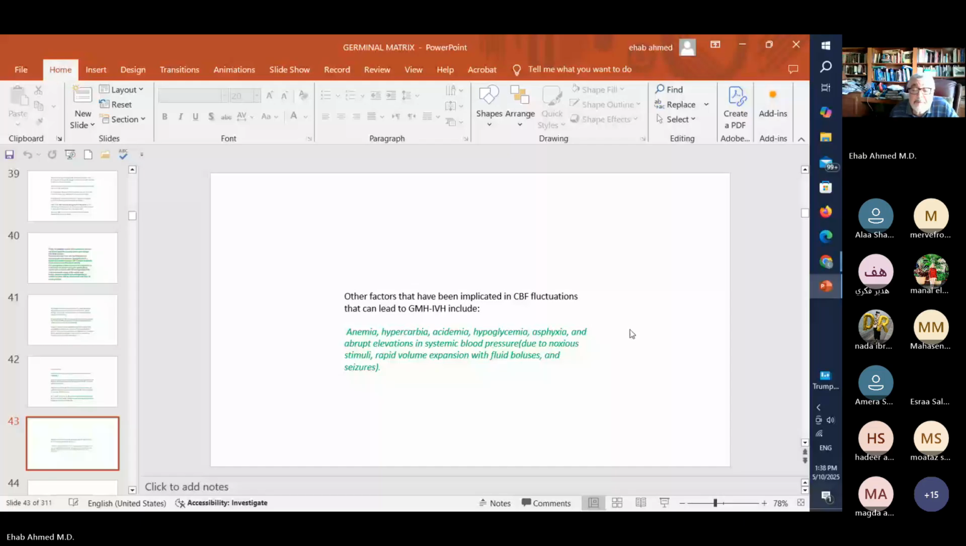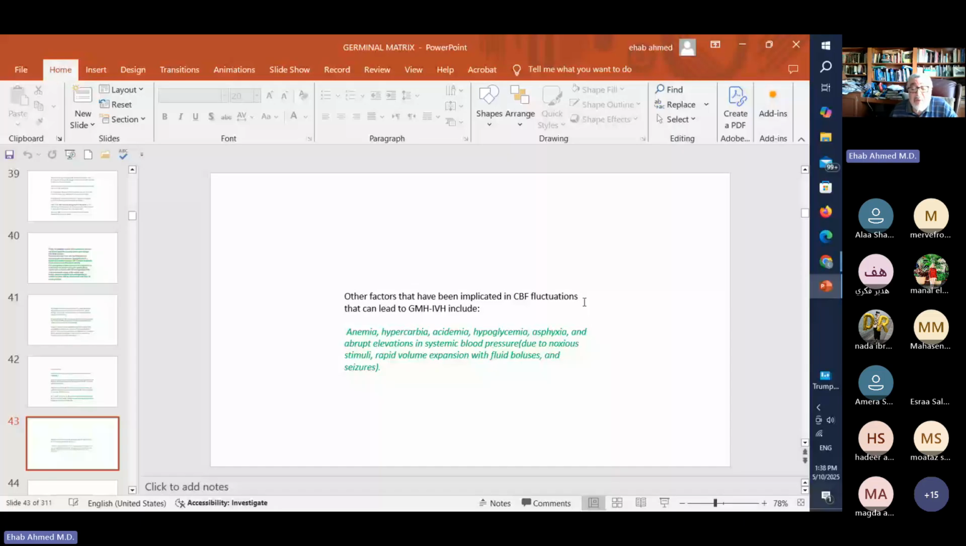So, other factors may affect cerebral blood flow and cause fluctuations. The problem in GM-IVH is not only in the decreased or high cerebral blood flow, but in the fluctuations. The flow might be low and in a second will be high, and the other way around. These fluctuations in the presence of fragile vessels in the germinal matrix will cause the bleed.